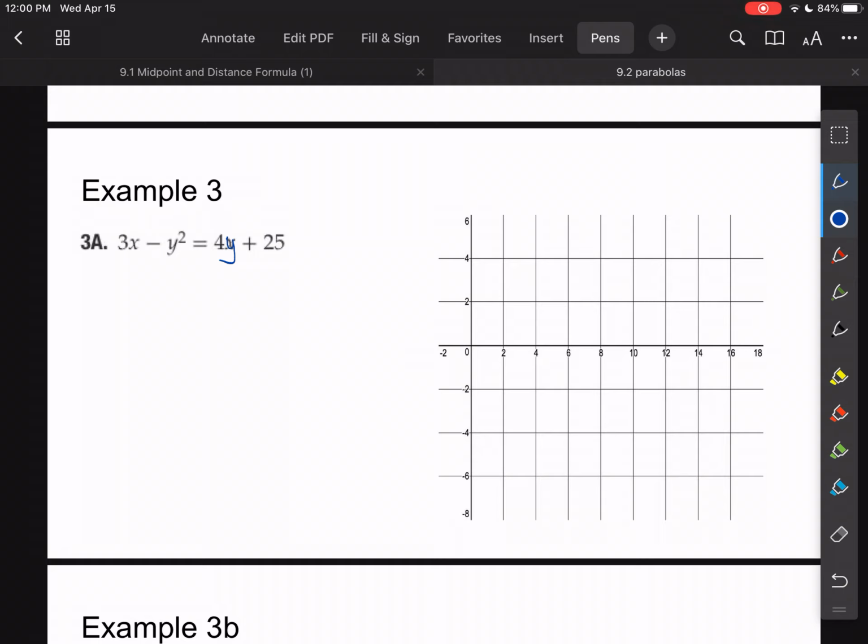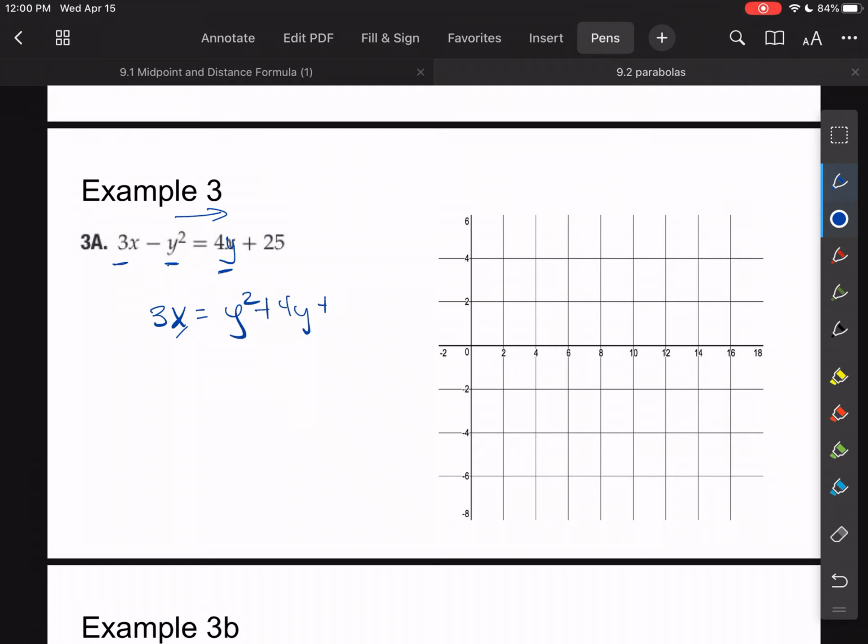Okay, so here's what I'm trying to get. I'm trying to get my quadratics on one side of this thing and my non-quadratic variable on the other. So notice that the quadratic in this case is going to be dealing with a y squared. So I'm going to just move that y squared term over. Okay, so I have 3x is equal to y squared plus 4y.